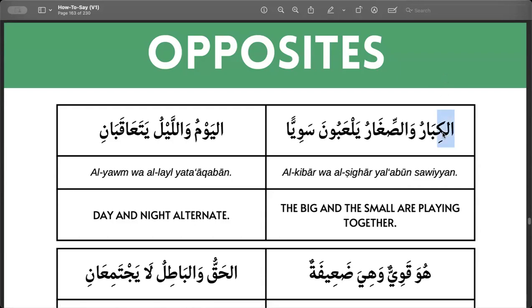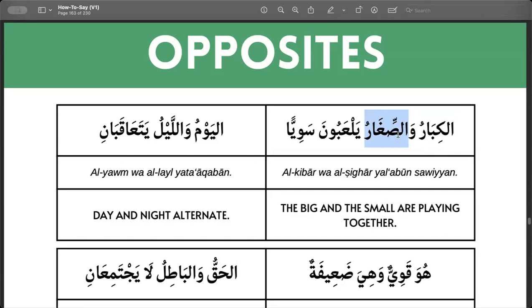Starting off simple with al-kibar from the word kabir. Al-kibar means the big. As-sigar means the small. This is another form of the word. So you can either say kabir wa saghir, or you can also say al-kibar wa sigar.